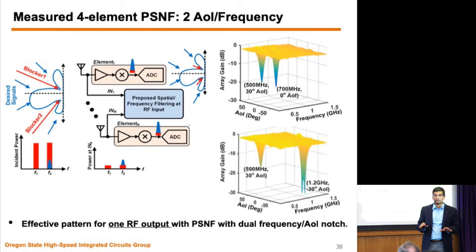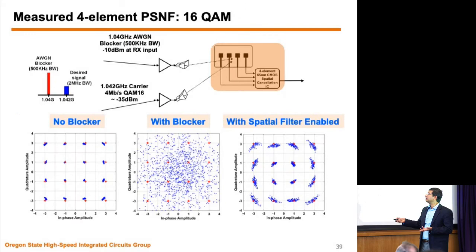So this shows a similar measurement as I've shown in other cases. If you see here, there is a desired signal which is weak, and an undesired blocker that is strong, and the only difference really between them is the angle of incidence. And what we see is that if we don't do anything about the blocker, we can't recover our constellation. But once we enable our spatial filter, we are able to receive the desired signal by rejecting the blocker.